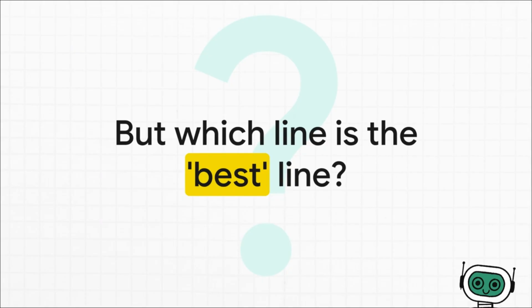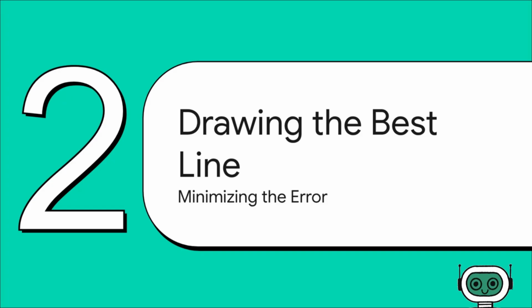But of course, you could draw an infinite number of different straight lines through that cloud of points, which leads us to the most important question. How do we define what the best line is? How does a machine figure out which one to pick? This brings us to the core mechanic of how the model learns. It finds the best line by systematically trying to minimize its own mistakes, or what we call its error.